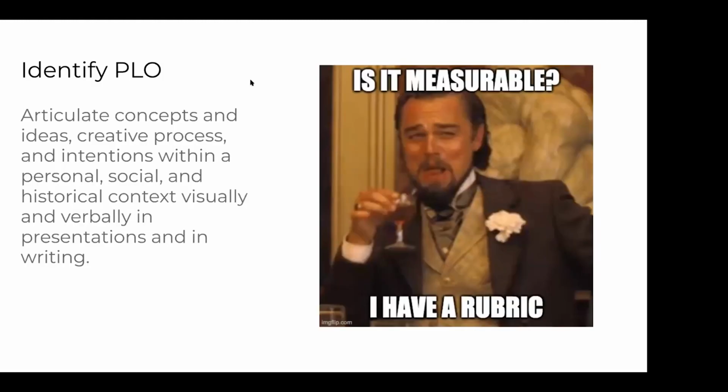So the first thing we did in this process is we wanted to identify a PLO from our program. The PLO that we identified was: articulate concepts, ideas, creative processes, and intentions within a personal, social, and historical context, visually, verbally, in presentations, and in writing. So there's quite a bit mashed into this single PLO. All of it's important, but it is a mouthful. And I'm going to talk a little bit about how we measured these things, how we evaluated them, and also ways that we can improve on those measurements and evaluation.